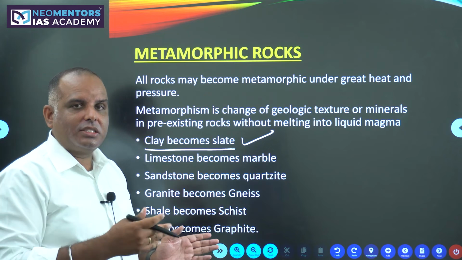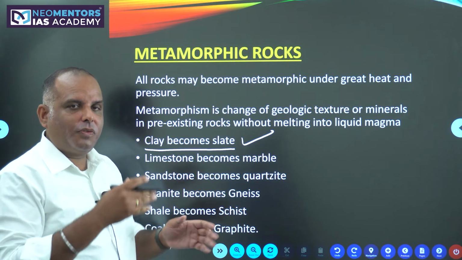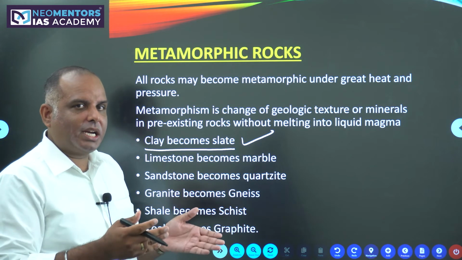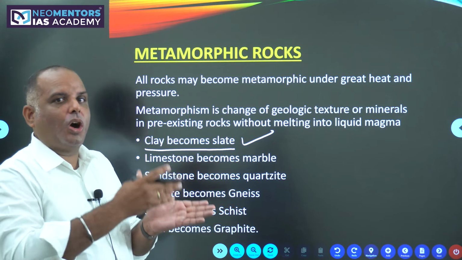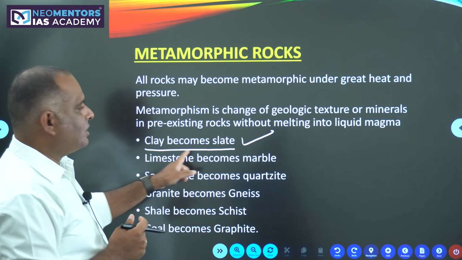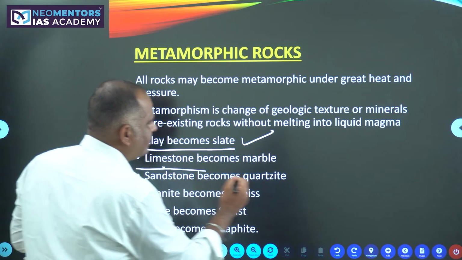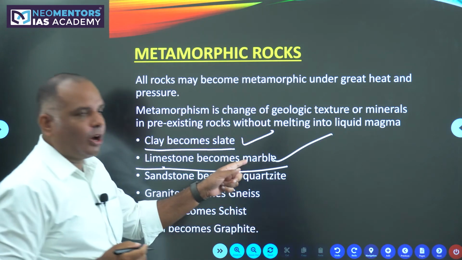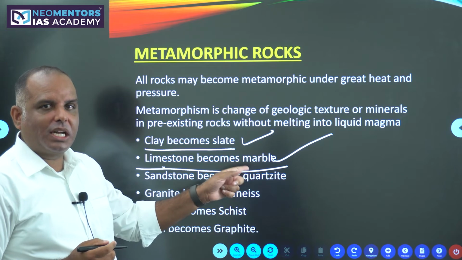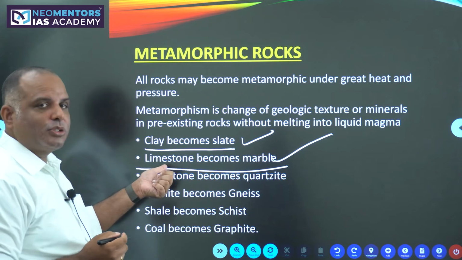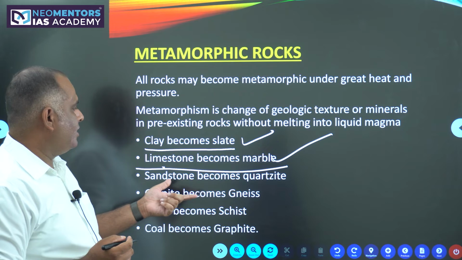If we are trying to understand the next stage of one of these rocks, whether it is igneous or sedimentary, we need to understand which will turn into what, right? Clay becomes slate. Limestone becomes marble. Economic importance, because we are using marble in construction quite a bit. We also use limestone in construction quite a bit, right?